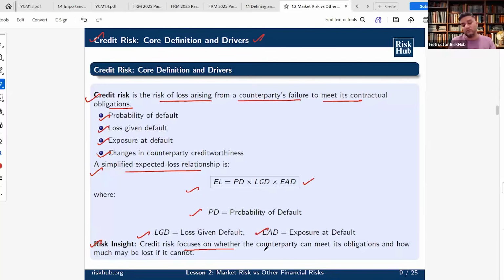Risk inside credit loss focuses on whether the counterparty can meet its obligation, and how much may be lost if it cannot. So credit risk has been defined here. The formula given here is very simple. EL is expected loss in currency units.